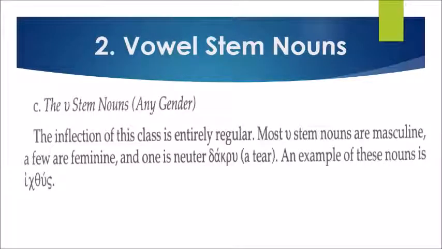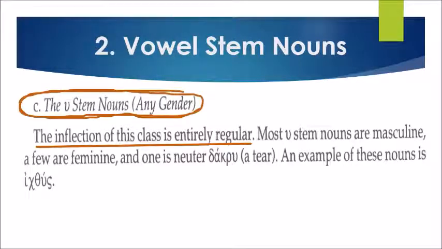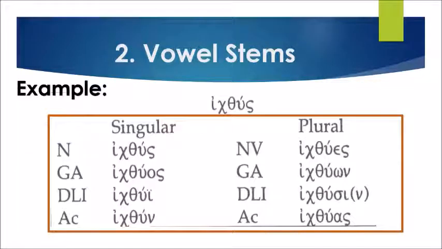Finally, the last is the upsilon stem nouns only. As you can notice, these could be in any gender. The inflection of this class is entirely irregular. Most upsilon stem nouns are masculine, a few are feminine, and one is neuter, which is dakru, for a tear. An example of these nouns is ichthus. What is the meaning of ichthus? It means fish. Okay, let's take a look at the conjugation of the third declension upsilon stem ichthus.